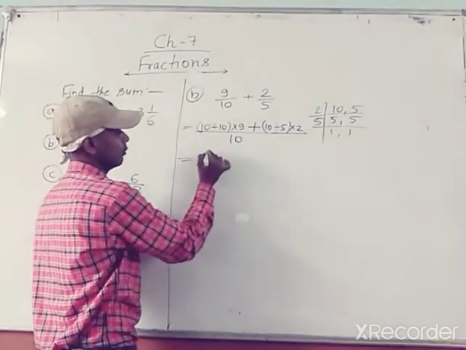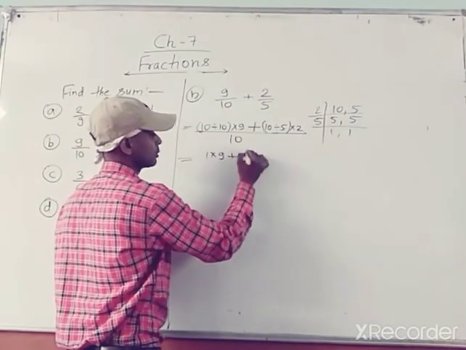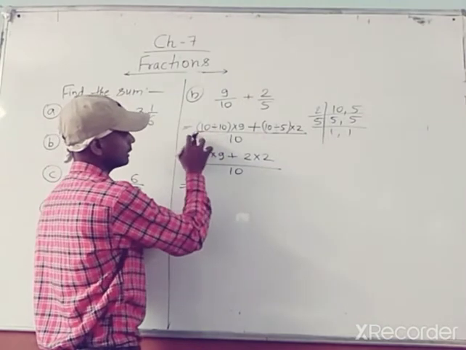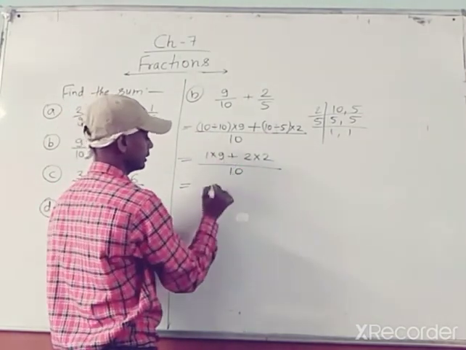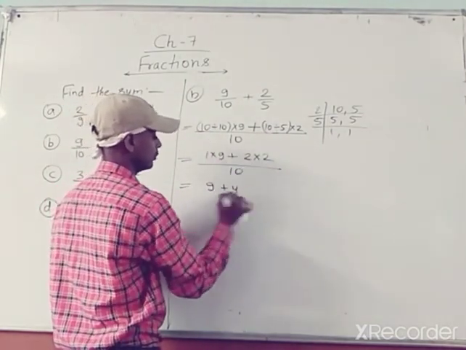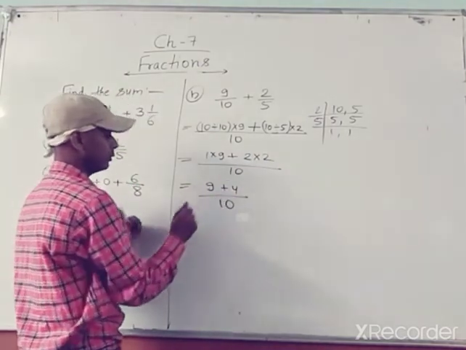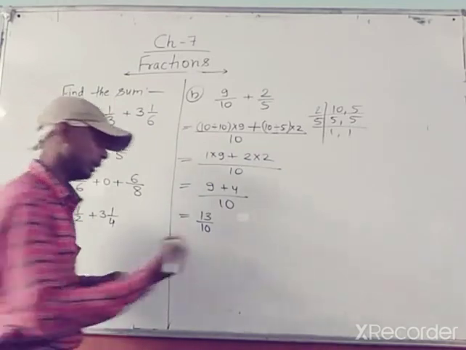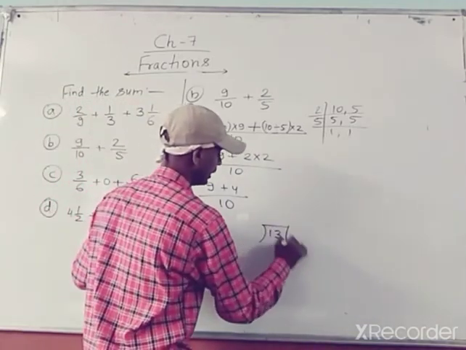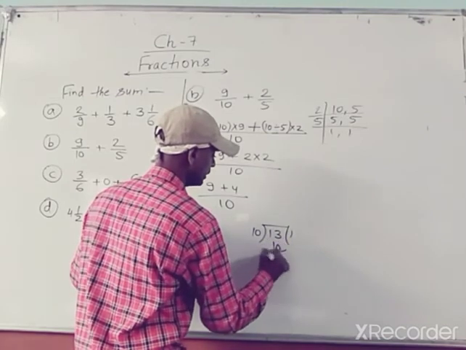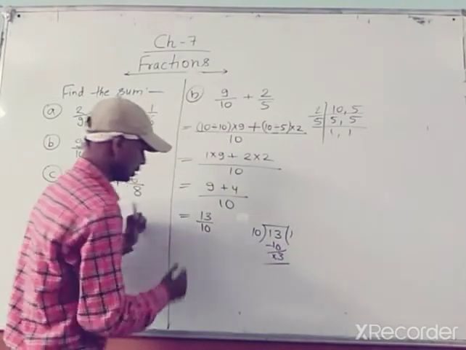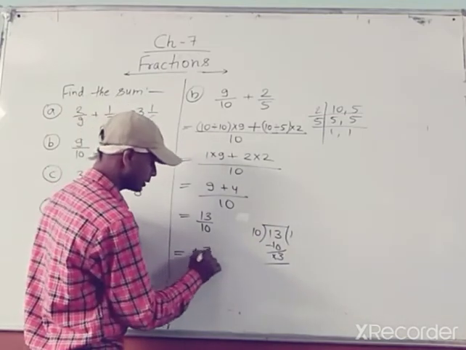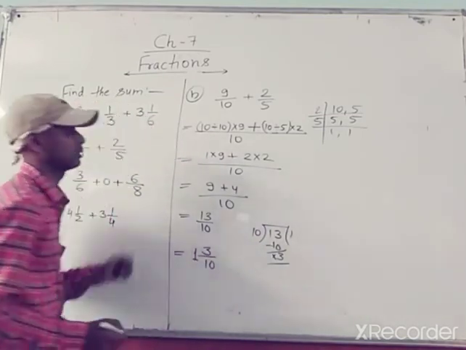See, 1 multiplied by 9 plus 2 multiplied by 2 upon 10. 10 ones are 10, 5 twos are 10, 9 is the 9 plus 2 fours are 4. Same 9 and 4, 13 by 10. Then divide 13 by 10: 10 ones are 10, we have 3 as remainder. So write the quotient as whole number, remainder as numerator, and 10 is the denominator.